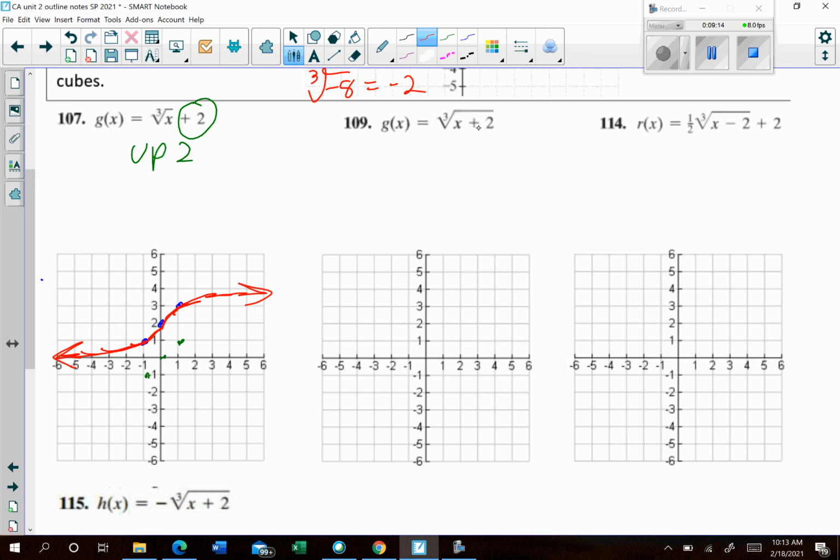Okay, our next one, the +2, is inside, so that's actually going to cause us to go left 2. So we'll take those 3 points and move them to the left 2.